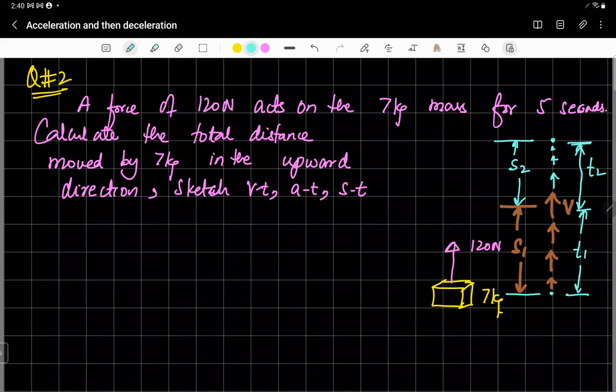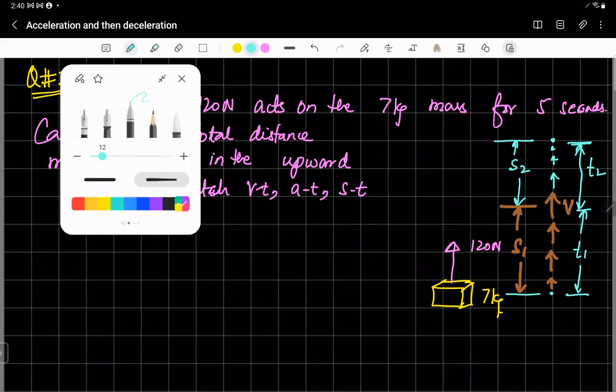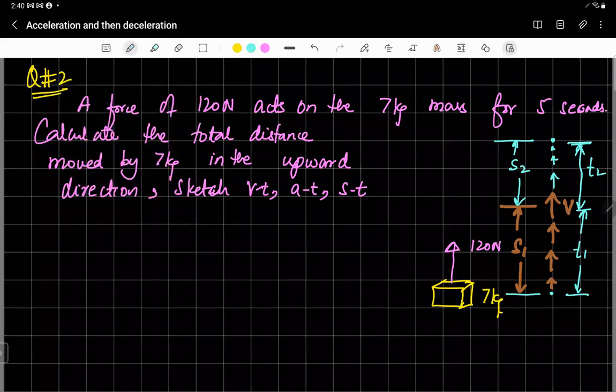Now, what is the acceleration of stage number 1? Solution.